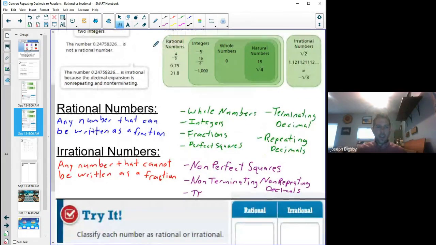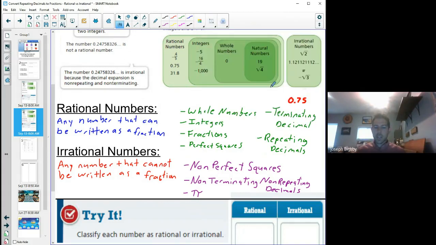So again, a rational number are all those numbers that you've learned already that can be written as a fraction. This includes all those whole numbers that you learned, all the integers with the negative numbers. It includes any fractions. It also includes terminating decimals. That would be a decimal that ends, such as maybe 0.75. And it includes repeating decimals.